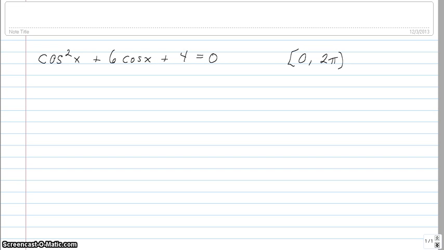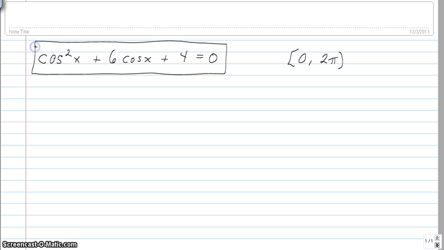Okay, so in this video we're going to solve the trig equation that's on the screen, and we're going to make sure we limit the answers that we find to be in this range. And so we're going to treat this equation like a quadratic. It's in the same form as if we just had a quadratic that looked like this.